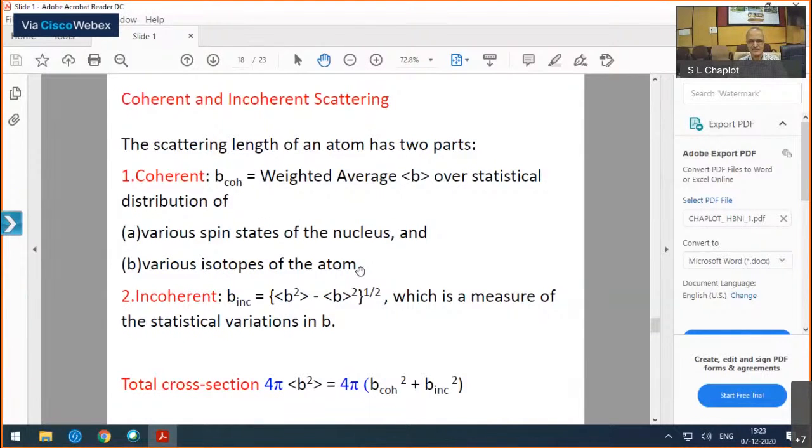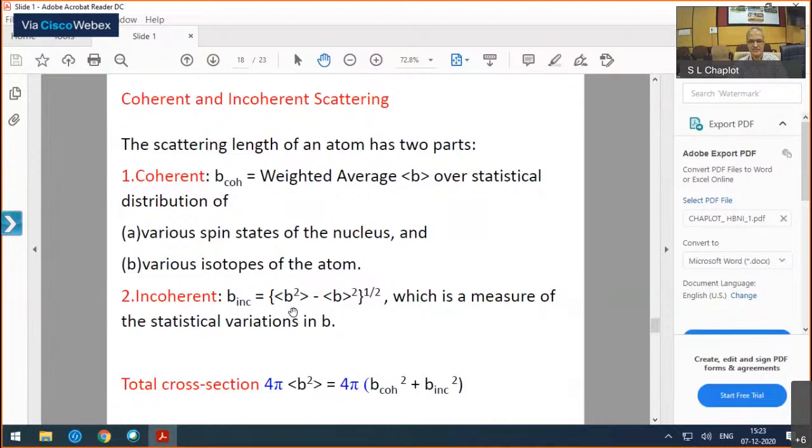Similarly, in a solid, there are various isotopes with different concentrations. For a given atom, we don't know which one it is; there is a distribution of the spin states as well as a distribution of isotopes depending on their occupancies. So this is a kind of disorder at every atomic site, and that gives some statistical distribution of the scattering length. If I take the average over all this, then this is called the coherent scattering length.